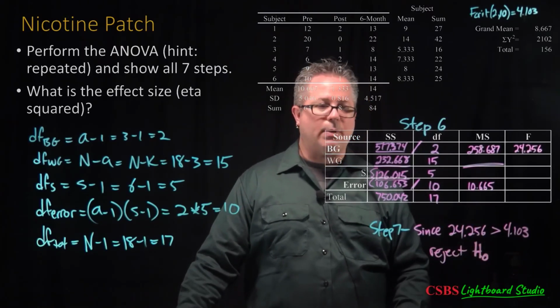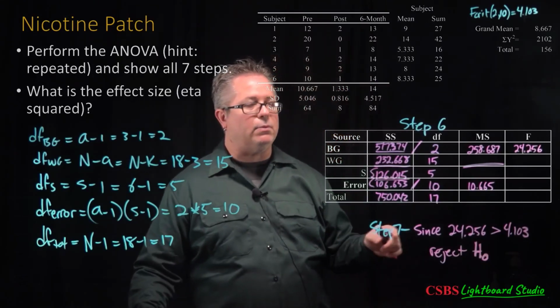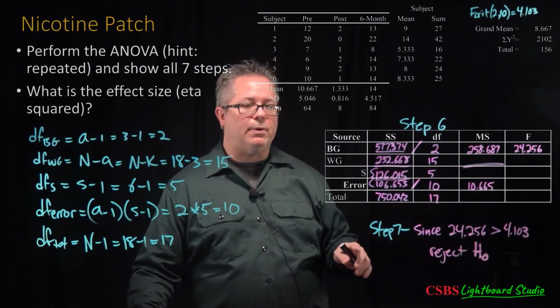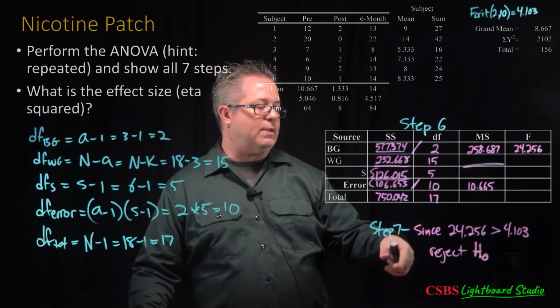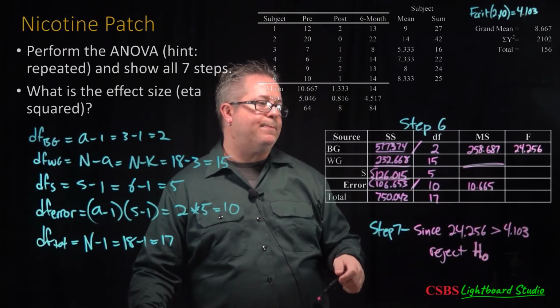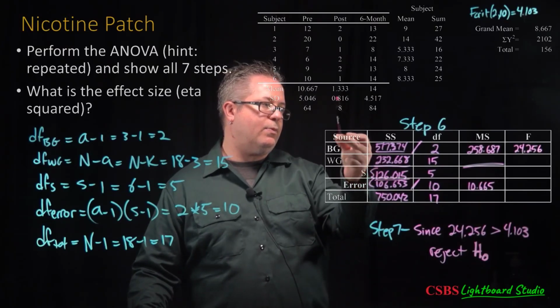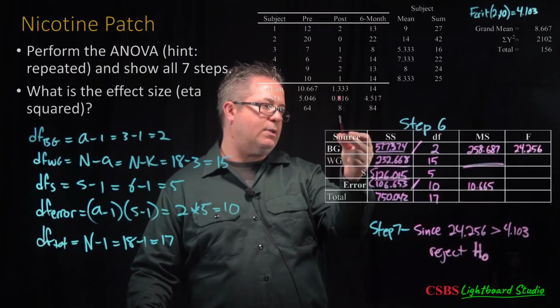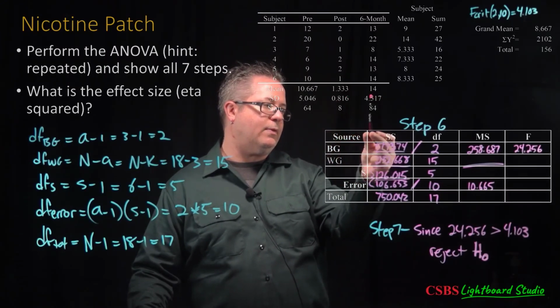So remember, what was our null hypothesis? That all the means are equal. Pre equals post equals 6 months. They don't. They're not equal. There's some evidence that there's at least some difference someplace between those 3 groups. I'm going to assume it's for the post, because the numbers go way down in post and then come back. It's like a rebound effect at 6 months.